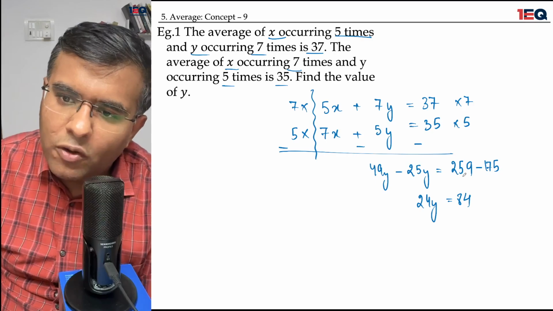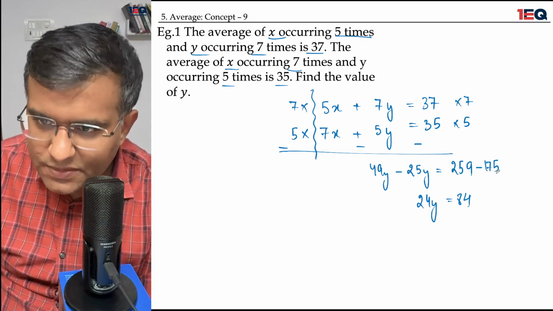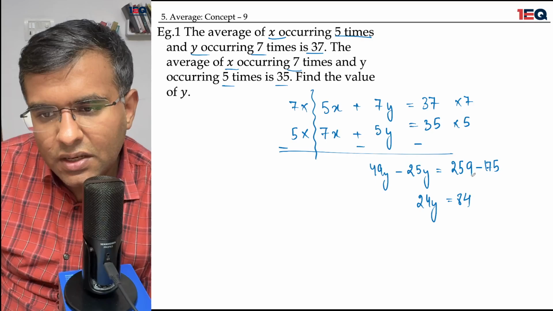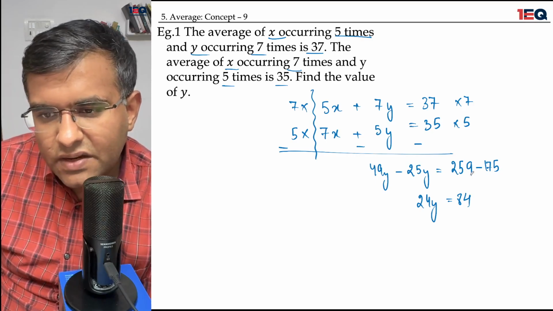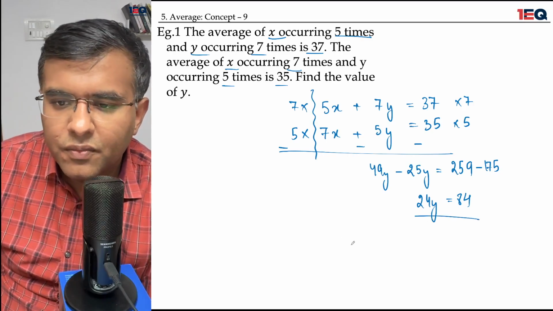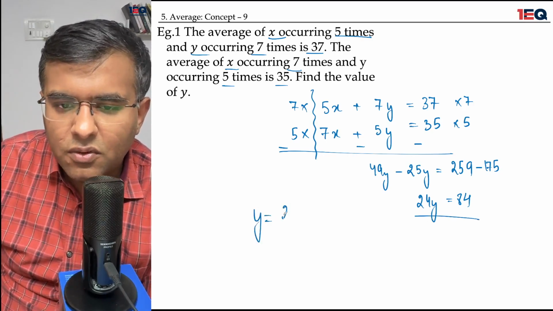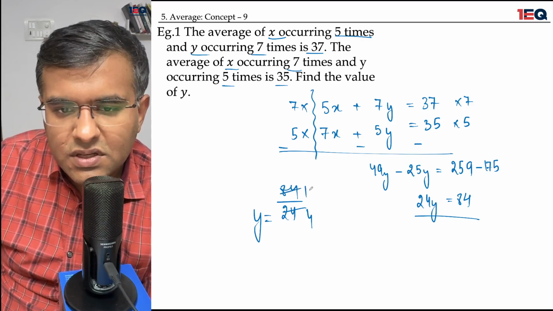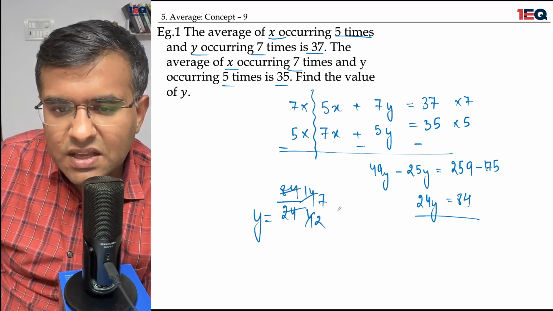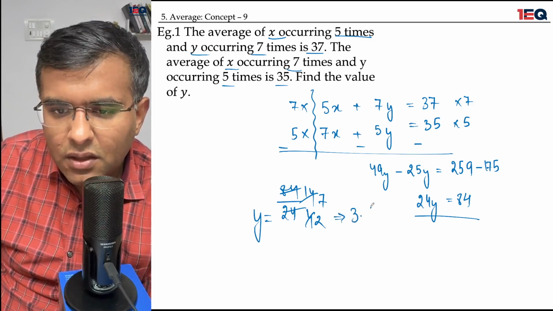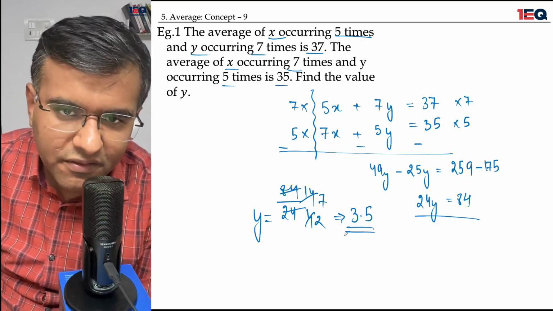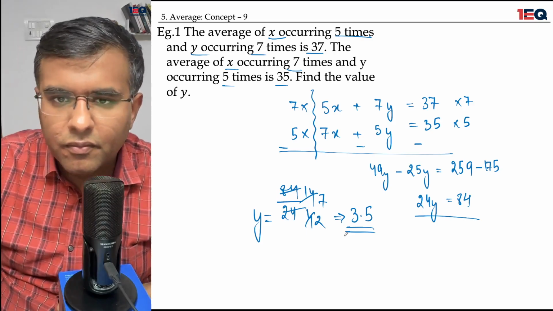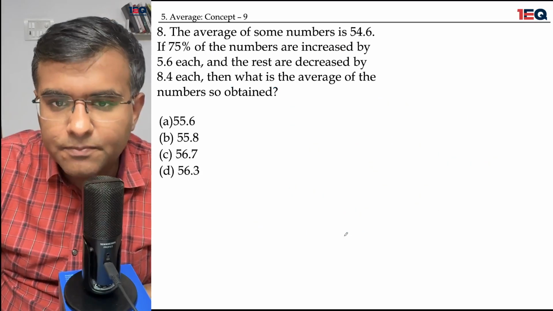I hope I'm not wrong. Let me check, 25 plus 59, 69, 79 plus 5, 84. Yep, I'm good. So the value of y comes out to be 84 upon 24. 6 fours are 24, 6 fourteens are 84. This is 2, this is 7. I get the value of y equals 3.5. I hope I'm good. The answer is yes.